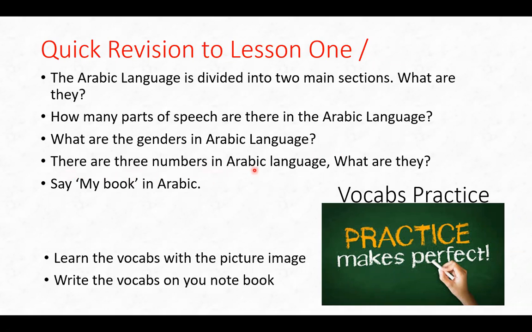There are three numbers in Arabic language. When you speak about numbers, what are you speaking about? You're speaking about amounts. So if it is one, how do we call it? Singular. If it is two, how do we call it? Dual. And if it is more than two, it will be considered as plural.